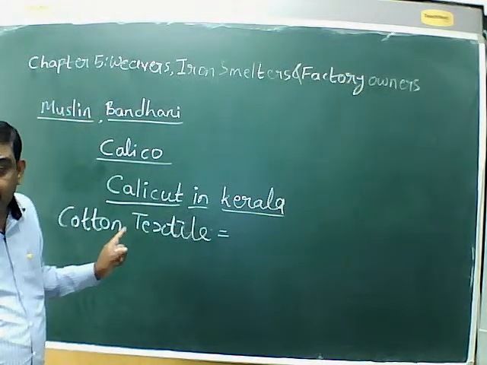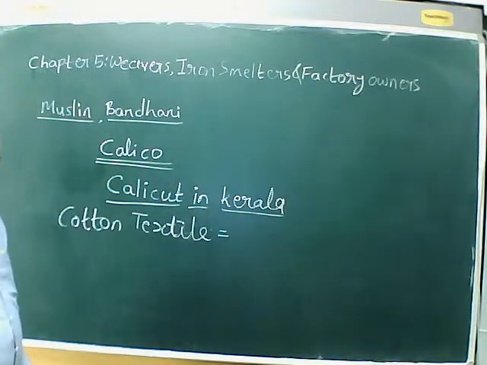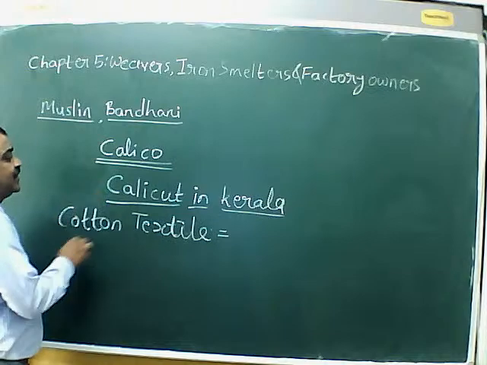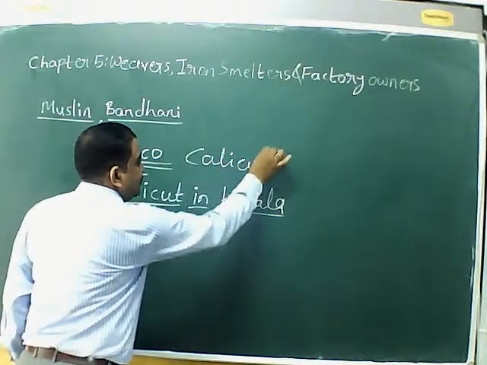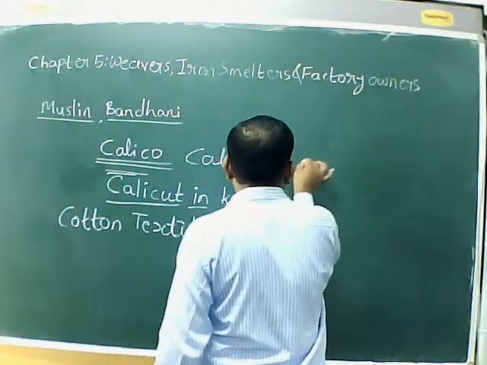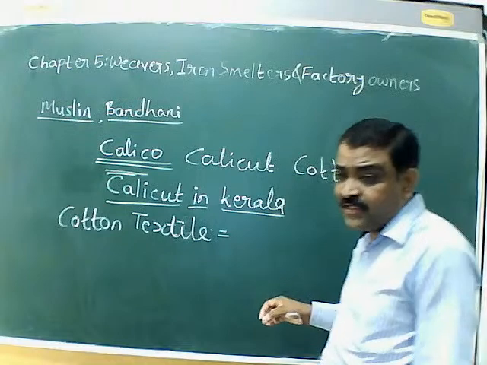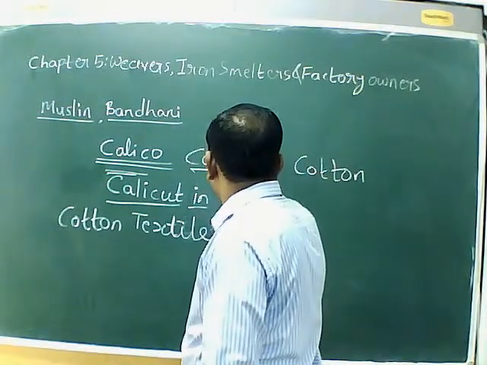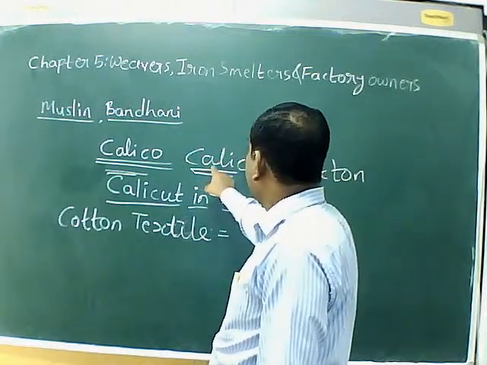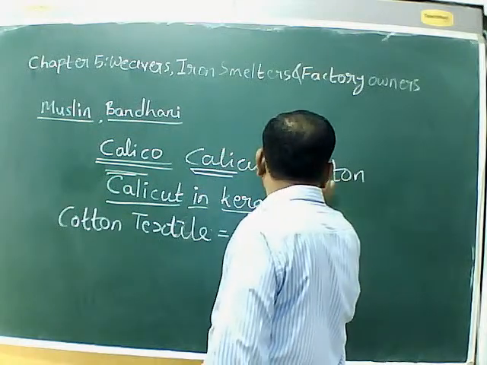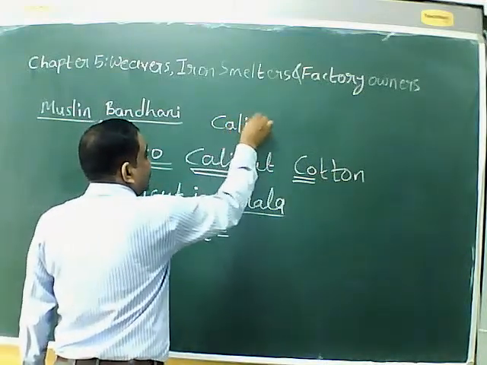सो कैलिकट से जो कॉटन टेक्सटाइल उन्होंने खरीदा उसको उन्होंने क्या नॉमिनेशन दिया? calico, ठीक है. Now how this word calico came? Cali-cut, and what they have purchased? A cotton textile. So from calicut, what they have purchased? Cotton textile. Okay. So they have named that cotton textile as calico. CALI from calicut and CO from cotton. So that is what calico.